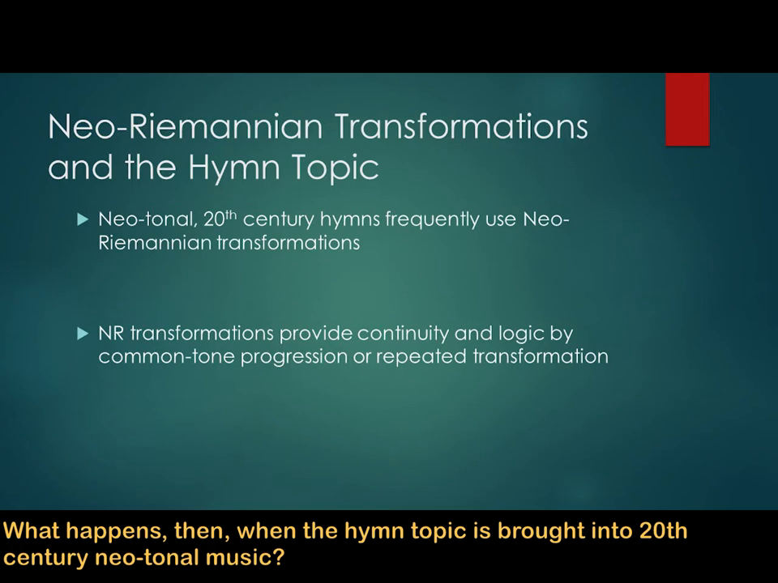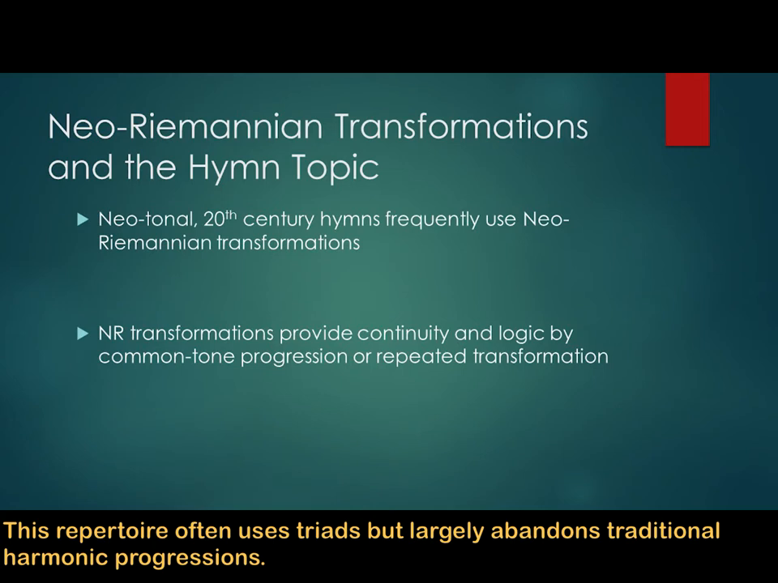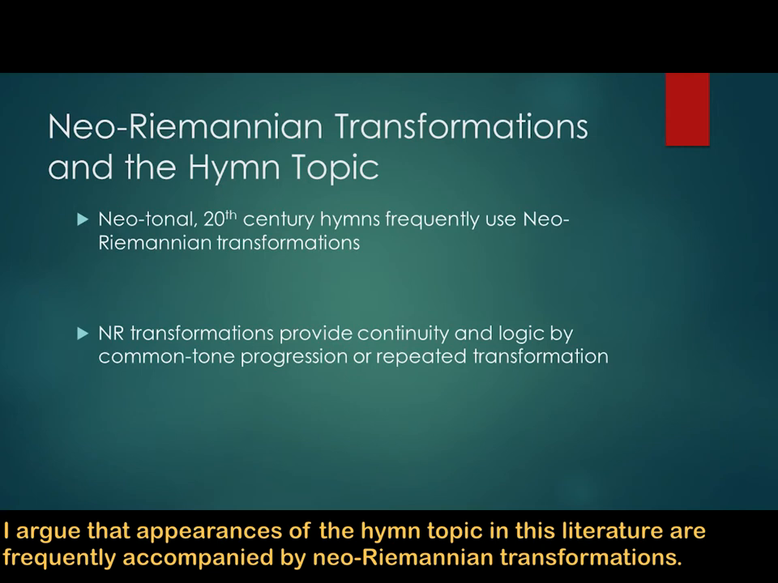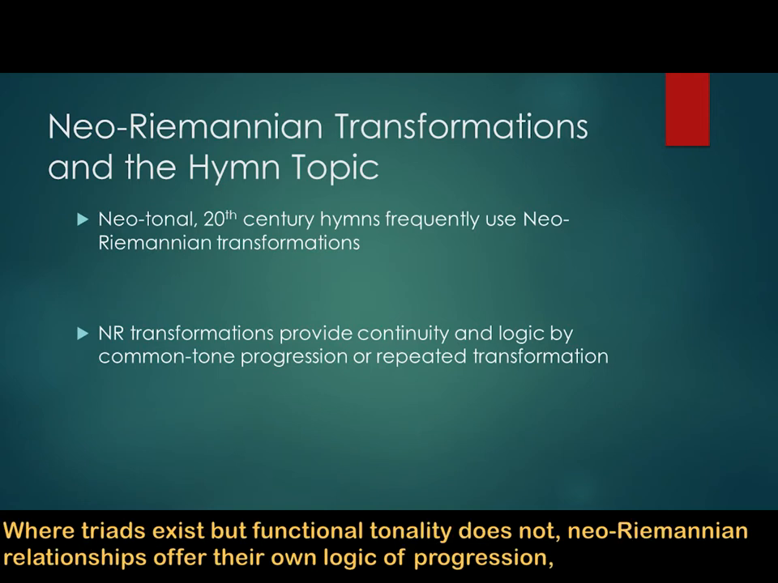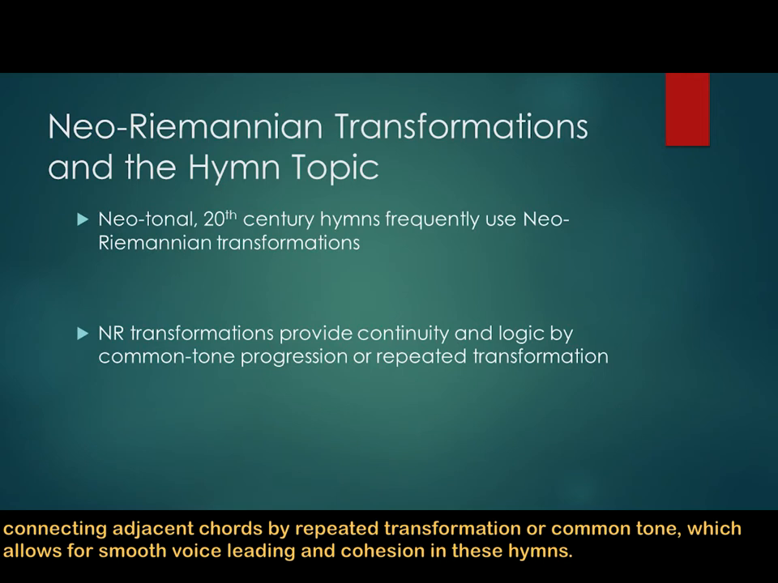What happens then when the hymn topic is brought into 20th century neotonal music? This repertoire often uses triads but largely abandons traditional harmonic progressions. I argue that appearances of the hymn topic in this literature are frequently accompanied by Neo-Riemannian transformations. Progressive tonal harmony allows for a logical sequence of triads and seventh chords that lead into each other. Where triads exist but functional tonality does not, Neo-Riemannian relationships offer their own logic of progression, connecting adjacent chords by repeated transformation or common tone, which allows for smooth voice leading and cohesion in these hymns.